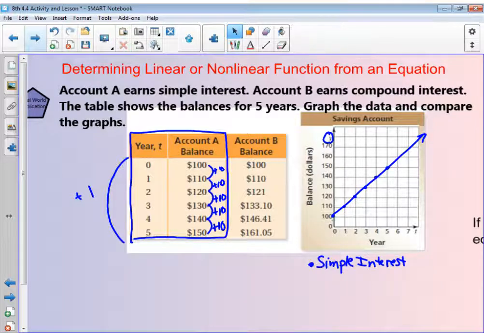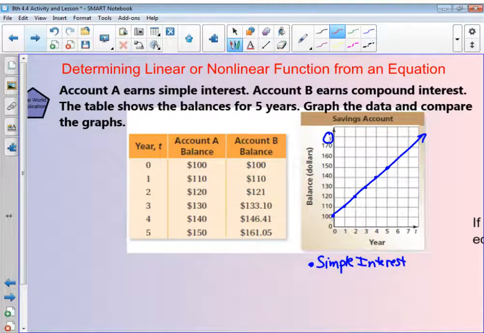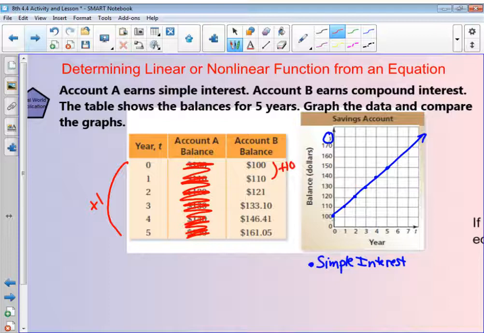Okay, so let's go ahead and look at my compound interest. So account B, I still started out with $100, but in the second scenario, I'm getting what they call compound interest. So it's changing slightly. So yes, my X's, I'm going to cross these out. My X's are still going up by 1 every single time. That is not changing. My Y's, on the other hand, it looks like year 1, it was going up by 10. Year 2, it went up by 11.